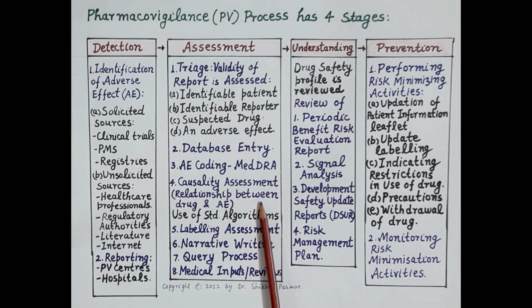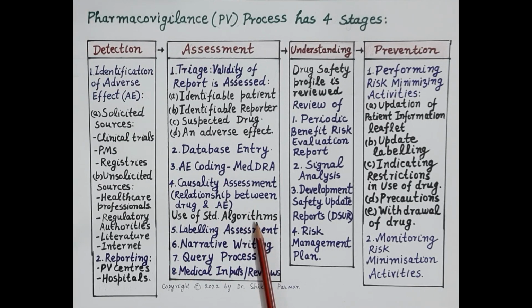Now causality assessment is a graded assessment. It's graded as, for example, definite, that is, yes, the cause of the adverse effect is the drug, or it can be probable, or possible, or doubtful. Now the most popular method used for causality assessment is the use of standard algorithms and rating scales, for example the Ranjo algorithm.